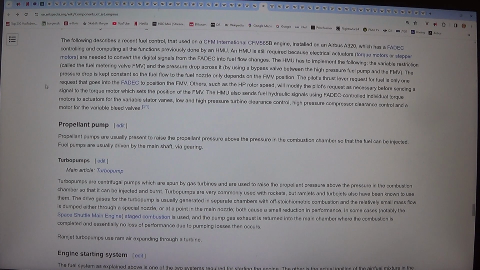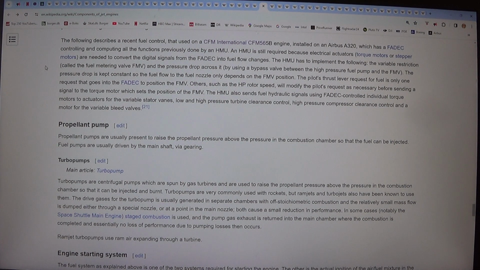The HMU also sends fuel hydraulic signals, using FADEC-controlled individual torque motors, to actuators for the variable stator vanes, low and high pressure turbine clearance control, high pressure compressor clearance control, and a motor for the variable bleed valves.